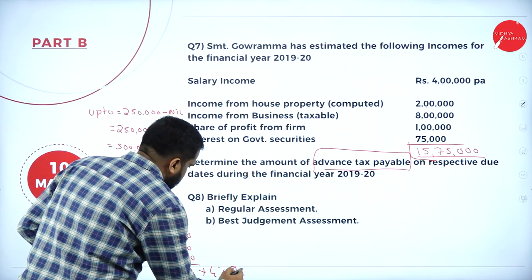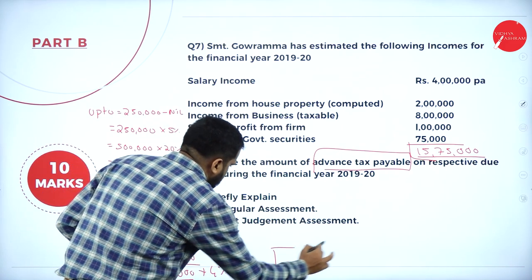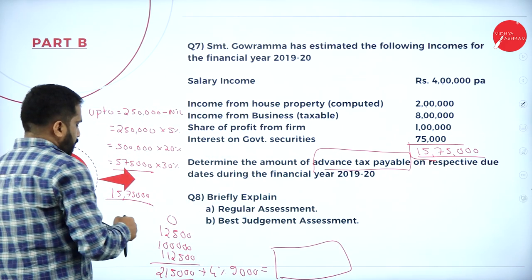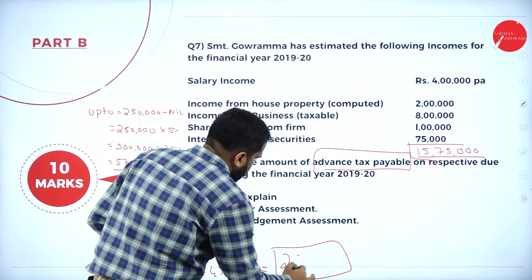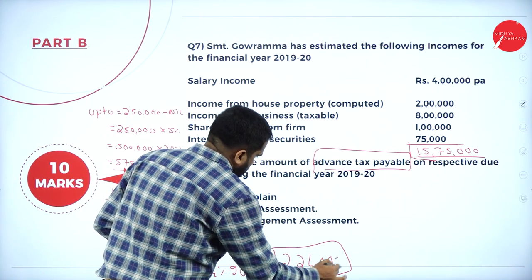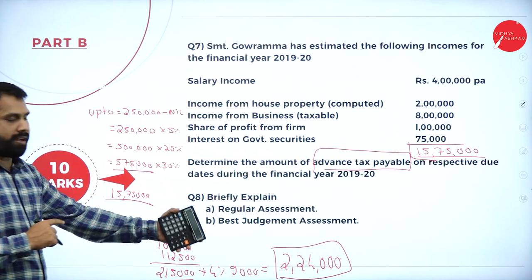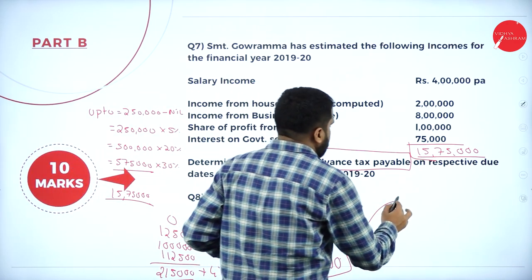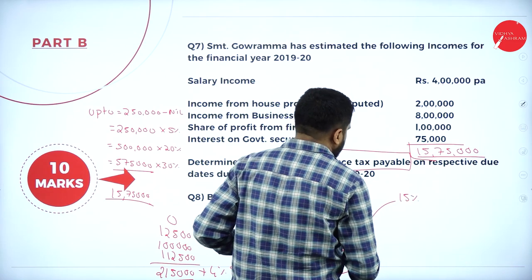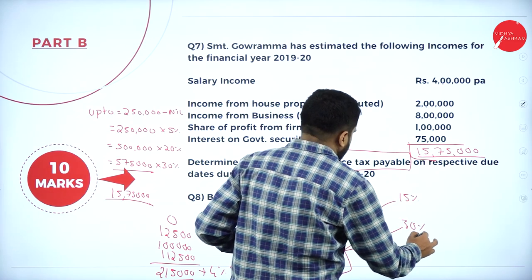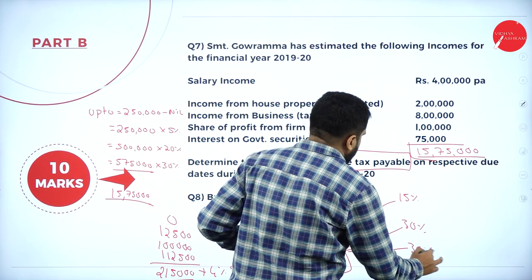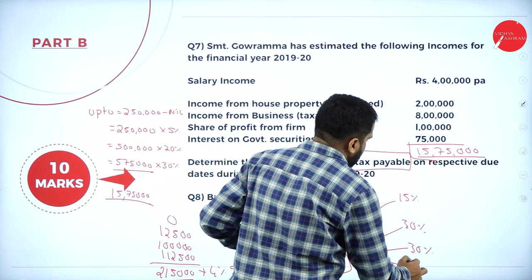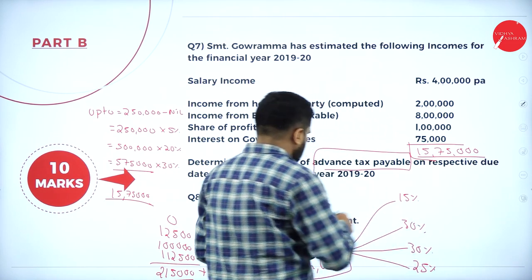9,000. Total amount is how much? 2,24,000. Hope you are clear. What is your answer? 2,24,000. What is the percentage here? First one, 15%. Second, 30%. Third, 30%. And the last one, 25%. Simple one.